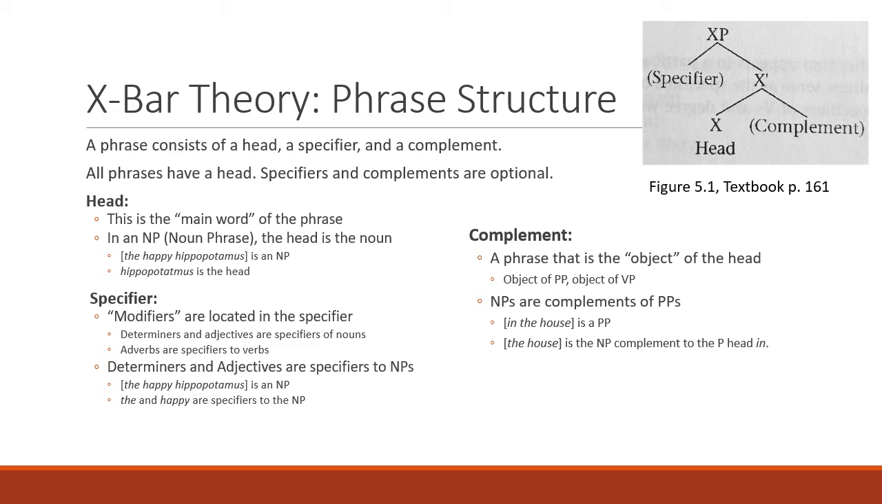A phrase that is the object of the head is the complement of the whole structure right here. And then NPs are complements of PPs. So PPs are prepositional phrases, and prepositional phrases always have noun phrases as complements. So in the house is the head, and the house is the complement phrase, and that will be a new NP. So an NP with an N bar and with a specifier and an N bar, so it embeds within itself.